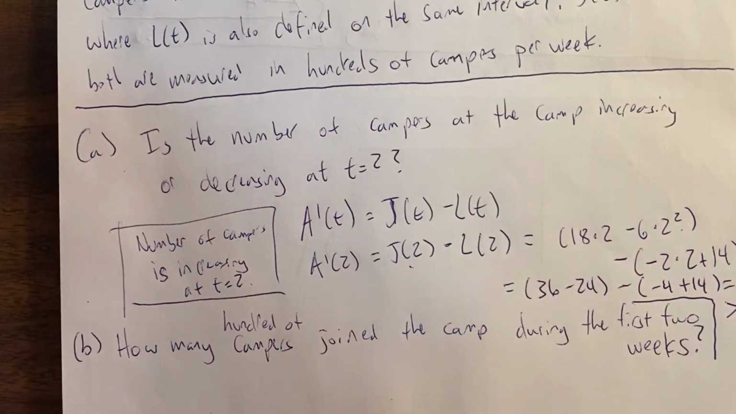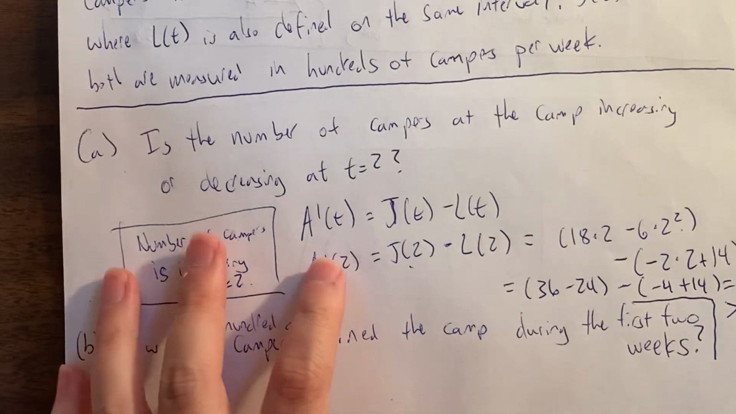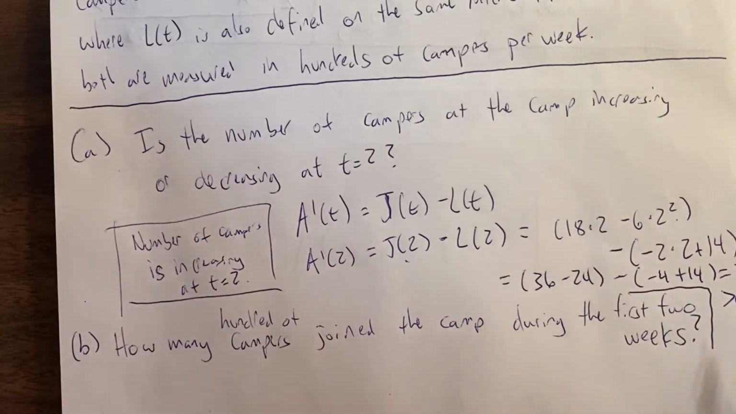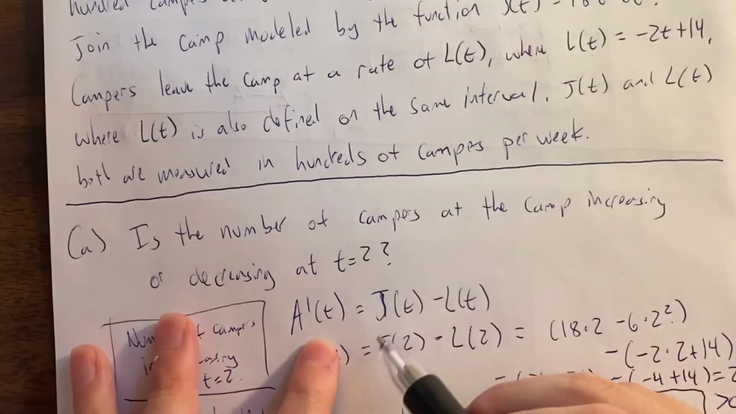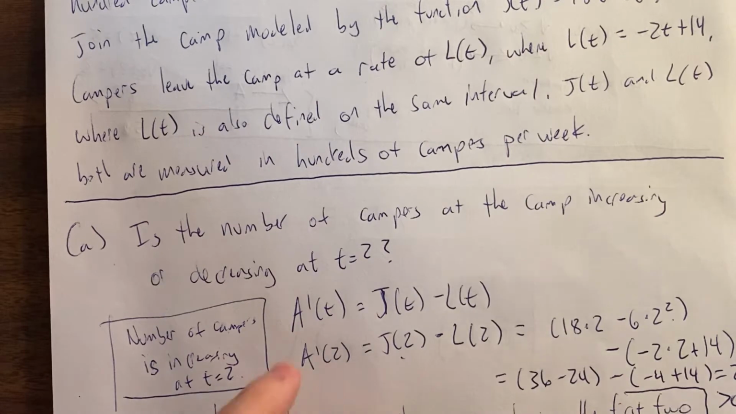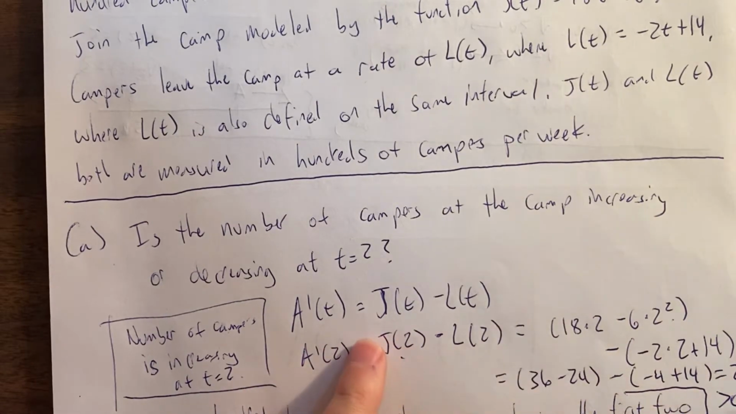So again, you want to be careful about what is increasing or decreasing. In this case, it's the amount that is increasing or decreasing. So we found the derivative of the amount, which happened to be rate in minus rate out. The rate of change is rate in minus rate out of the number of campers.